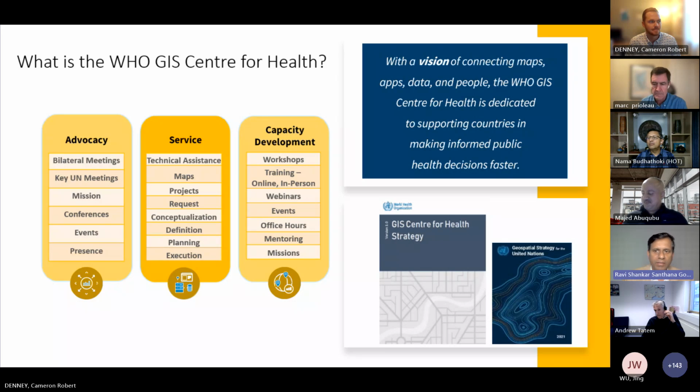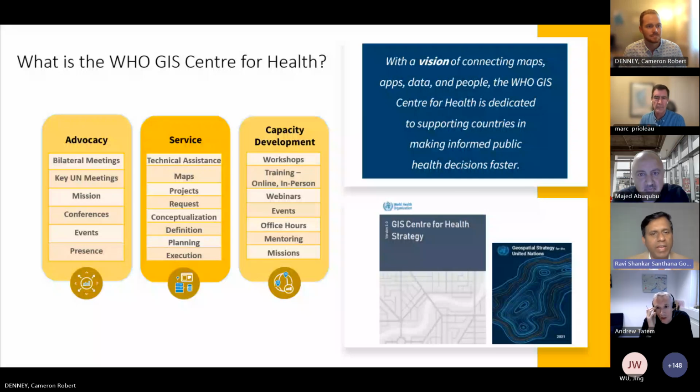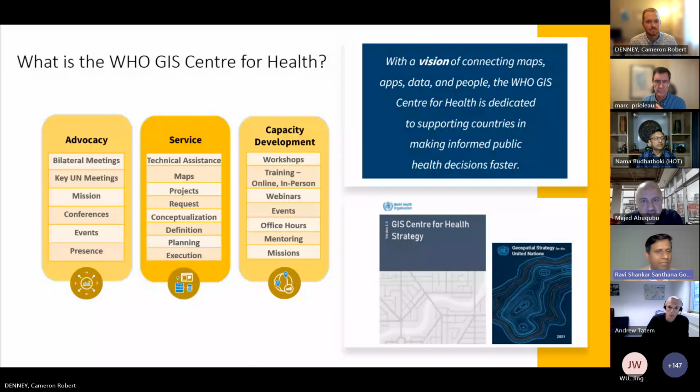The GIS Center for Health, if you're listening for the first time, is dedicated to connecting maps, apps, data, and people to support informed public health decision making. Through our work in advocacy, service provision, and capacity development, we aim to enable countries to harness the power of geospatial data, effectively driving impactful health interventions on the ground.